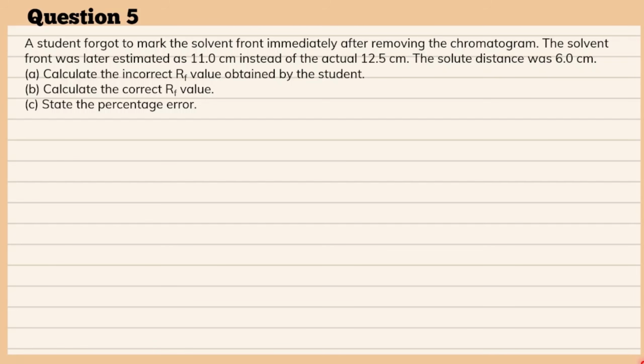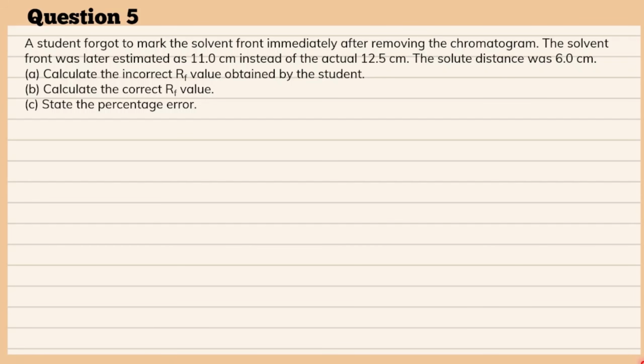The solvent front was later estimated as 11 cm instead of the actual 12.5 cm. The solute distance was 6.0 cm. A. Calculate the incorrect RF value obtained by the student. B. Calculate the correct RF value, and C. State the percentage error. The first question should be, why did the student make such a mistake? But let's take it step by step.